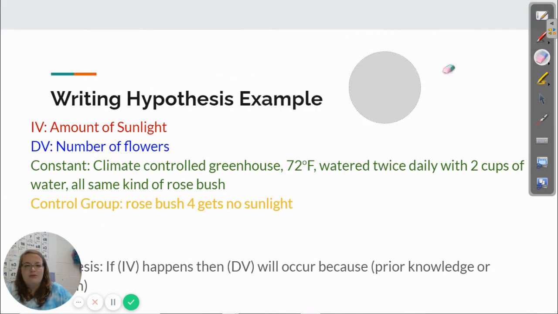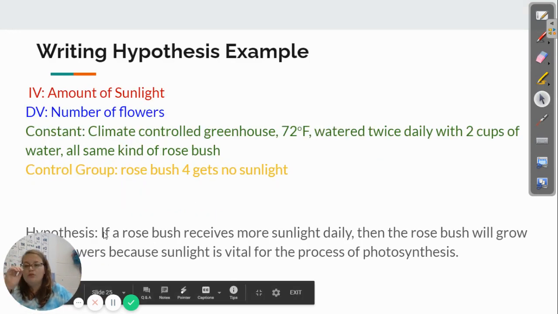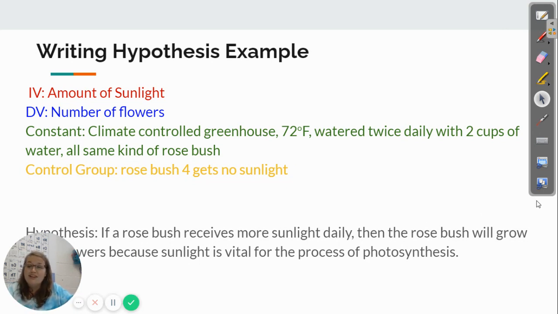So let's see what hypothesis I wrote when I did this earlier. I said, if a rose bush receives more sunlight daily, then the rose bush will grow more flowers because sunlight is vital for the process of photosynthesis. So there you go.